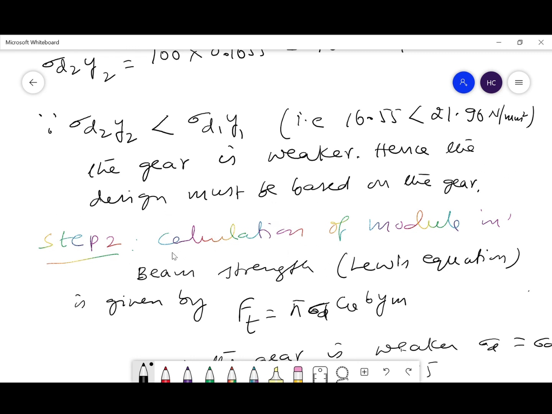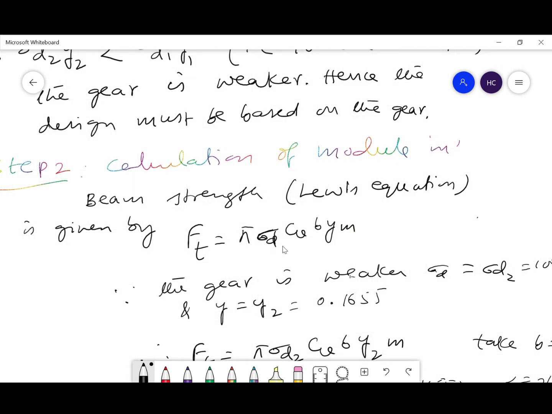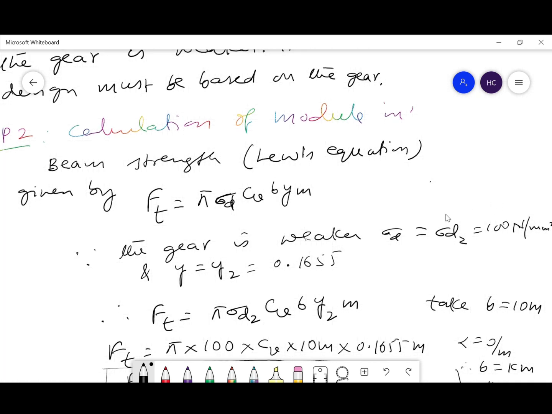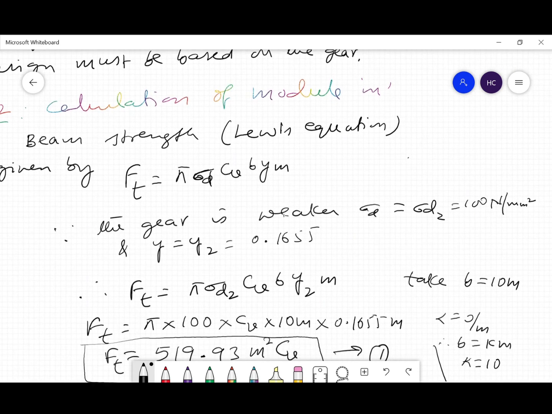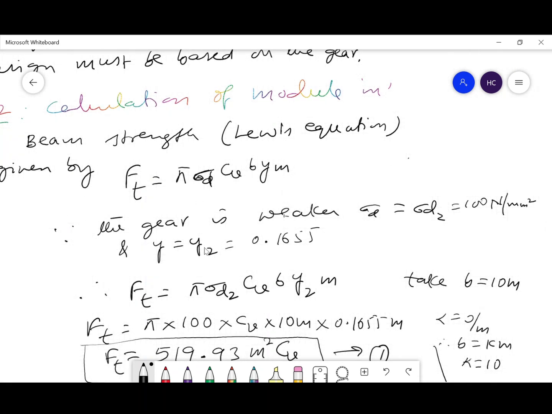Calculation of module m. So we have Lewis equation for beam strength as Ft is equal to pi into sigma d into Cv b y m. Sigma d is the allowable static stress. So in this case, since gear is weaker, allowable static stress of gear material we have to consider, that is sigma d is nothing but sigma d2, that's equal to 100 Newton per millimeter squared. And Lewis form factor y is nothing but y2, already calculated 0.1655.